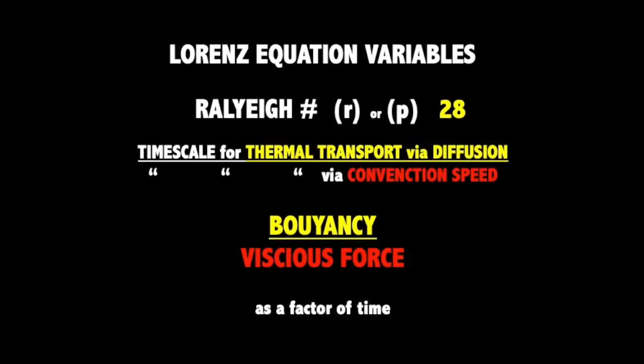And the final number is the Rayleigh number, and that's the important one for this model. That is the timescale for thermal transport via diffusion divided by the timescale for thermal transport via convection speed. Another way to say that is buoyancy divided by viscous force. And this is the one I'm going to show is related to predicting orbital periodicity and axial stability.